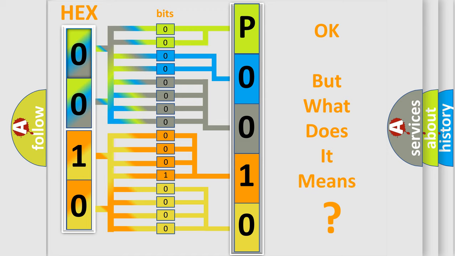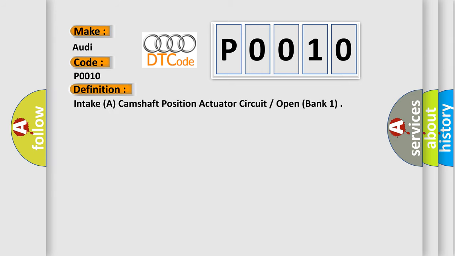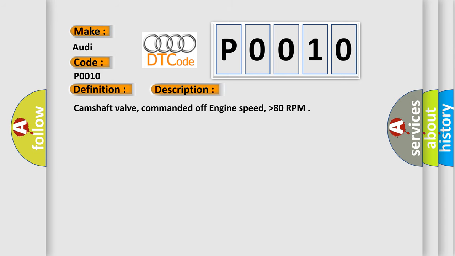The number itself does not make sense to us if we cannot assign information about what it actually expresses. So, what does the diagnostic trouble code P0010 specifically interpret for Audi vehicles? The basic definition is: intake A, camshaft position actuator circuit open, bank 1. And now this is a short description of this DTC code: camshaft valve commanded off, engine speed higher than 80 RPM.